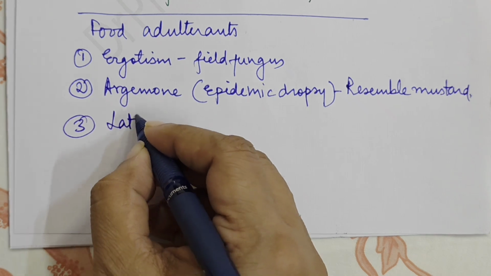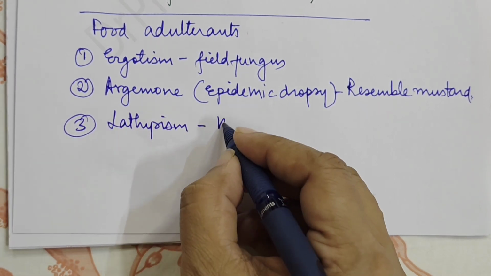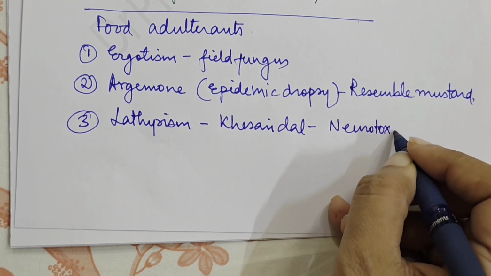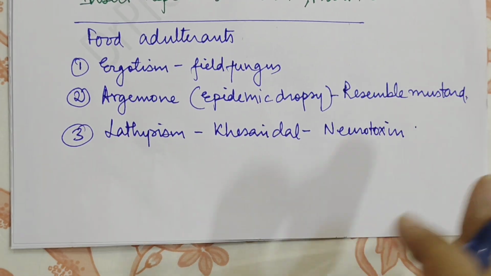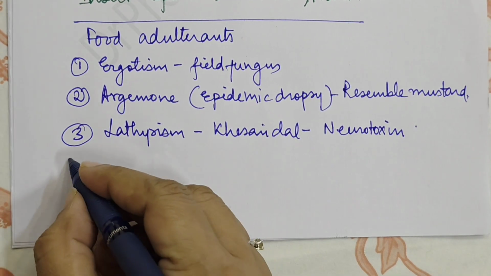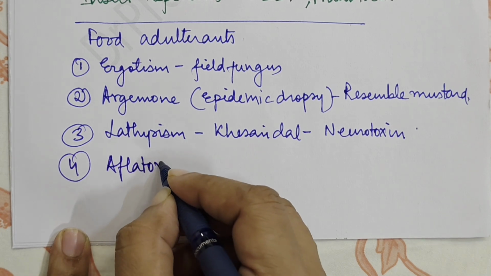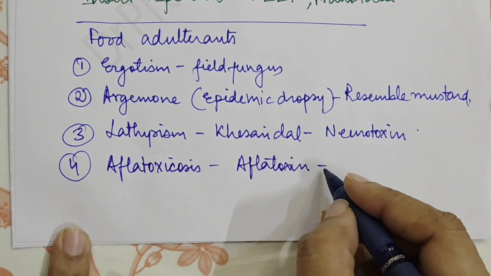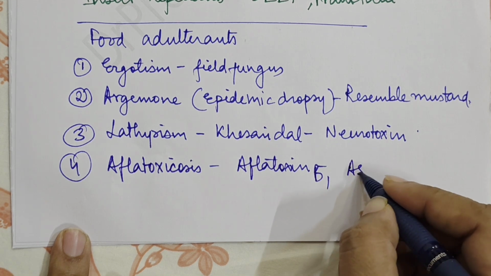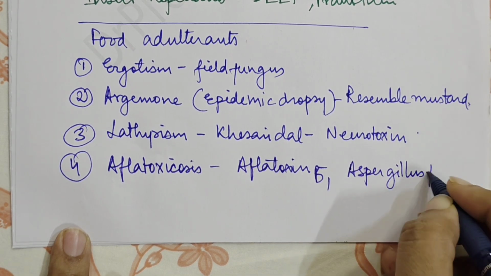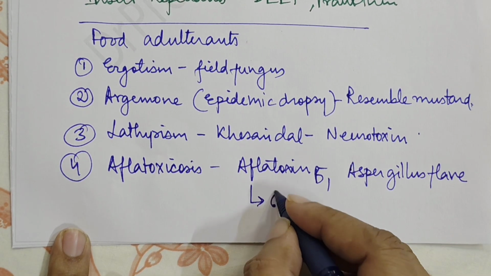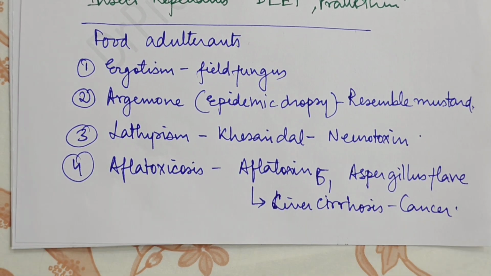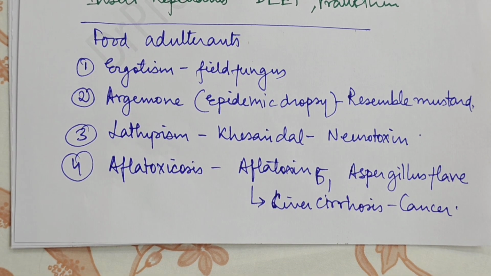Third is lathyrism. Lathyrism occurs because of consumption of kesari dal, and it is a neurotoxin which causes inability to walk. Then fourth is aflatoxicosis, where the toxin is aflatoxin and the fungus is Aspergillus flavus. This results in liver cirrhosis and ultimately patients develop liver cancer. Patients who are suffering from aflatoxicosis develop liver cancer.